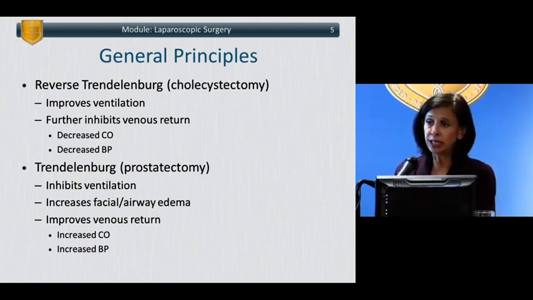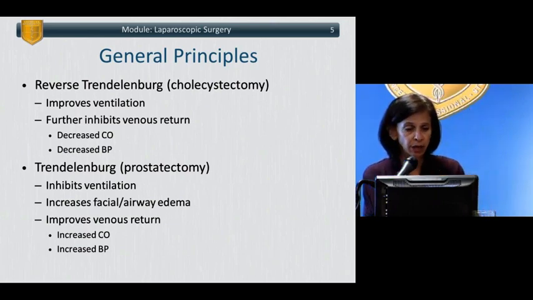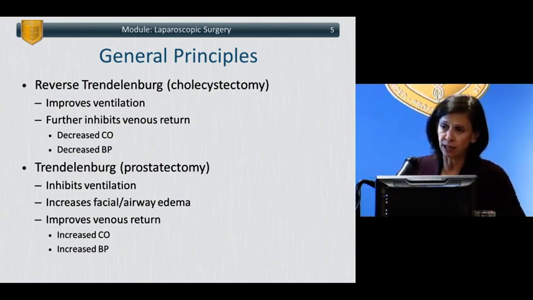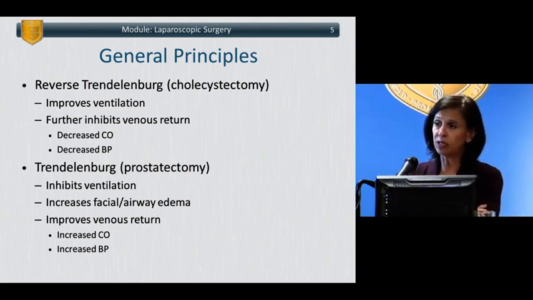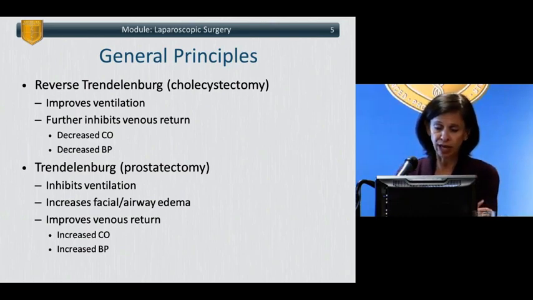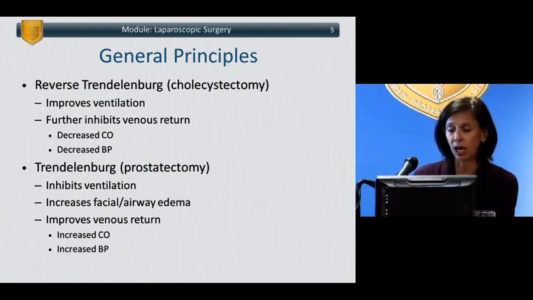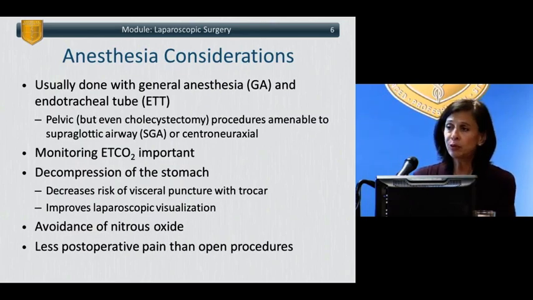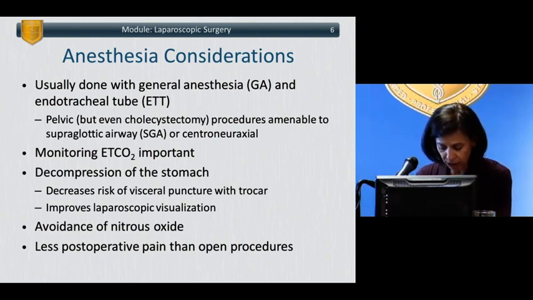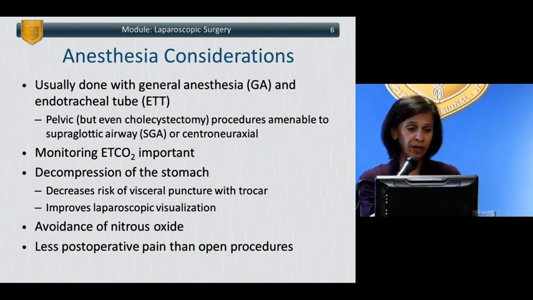Whereas Trendelenburg positioning, which is used for example for a prostatectomy or hysterectomy, makes it harder to ventilate the patient because now you have all the abdominal contents and the diaphragm pushing up, squishing up the lungs, but it actually improves the hemodynamic consequences because you have improved venous return because the legs are high up and supplying intravascular volume. The Trendelenburg position also is problematic because it will increase facial and airway edema. So usually these procedures are done with intratracheal tubes and general anesthesia for exactly that reason, because it can have effects on the airway as well as effects on ventilation.